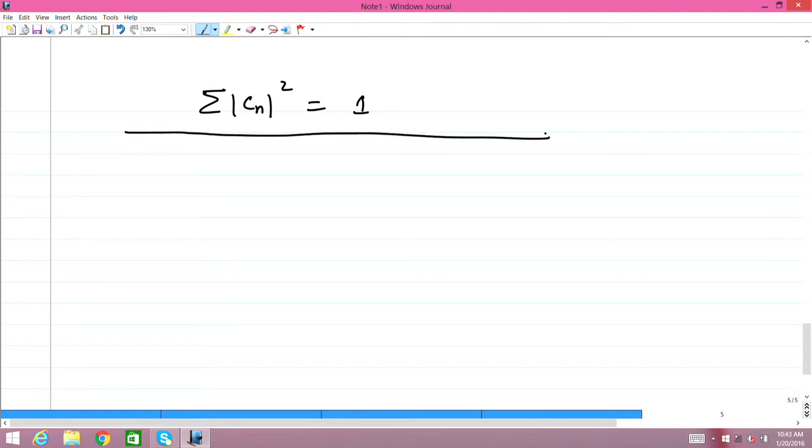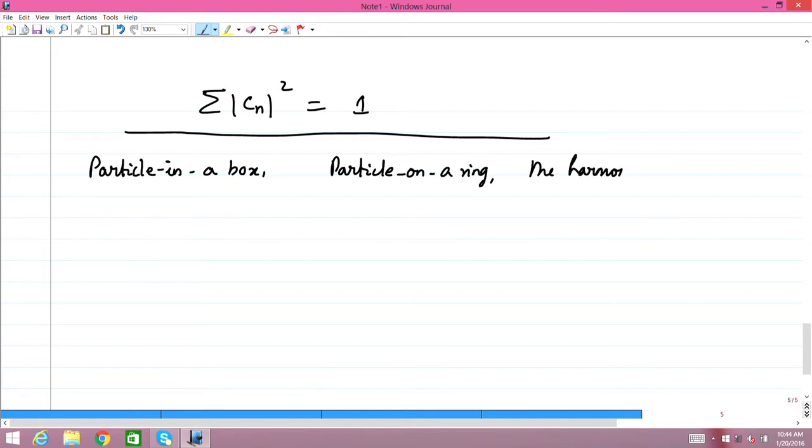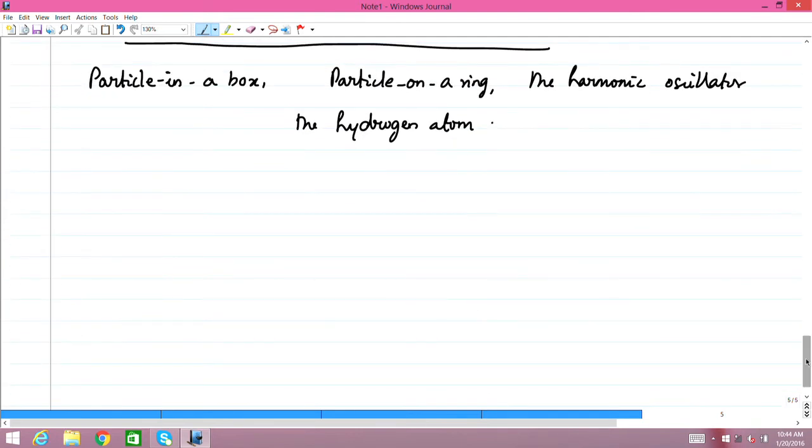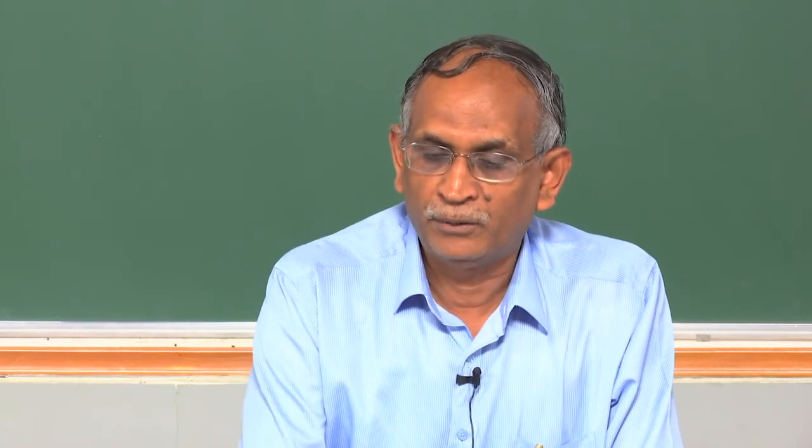So, let me just give you the model problem results: the particle in a box, the particle on a ring, the harmonic oscillator, which is very important for vibrational spectroscopy, and then the hydrogen atom, which is used as the basis for understanding molecular states of all the atoms and molecules with more than one electron. Hydrogen atom is the simplest one-electron model that could be solved, and all these models, particle in a box, on a ring, harmonic oscillator, they all have exact solutions.